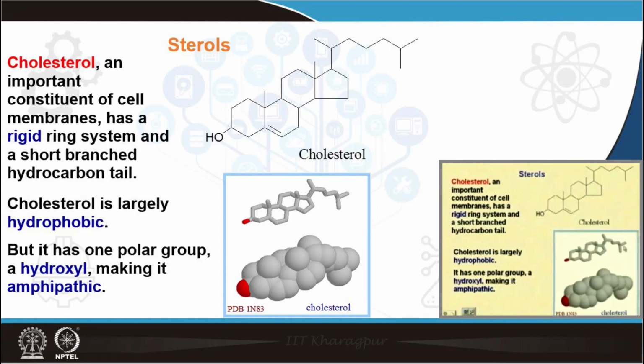So, what do we see? We see that we have a hydrocarbon part and a polar part. Cholesterol is largely hydrophobic in nature, but it has one hydroxyl that makes it amphipathic. If this were incorporated into the lipid bilayer, this part would interact with the hydrocarbon chain, the fatty acid chain part of the lipid, and this OH would interact with the polar head group of the lipid.